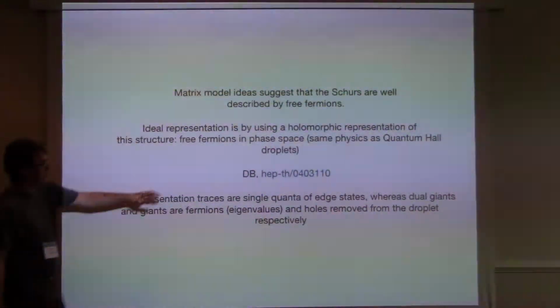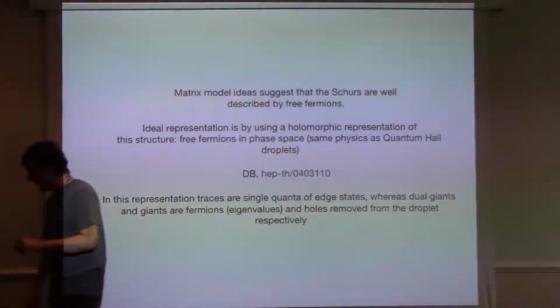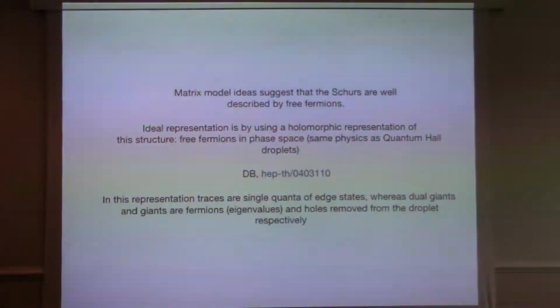This was something I wrote in 2004. The reason that I wrote this paper is because I was trying to understand the paper of Corley, Jevicki, and Ramgoolam, and tried to figure out what was going on in a way that I could understand it rather than just combinatorics. I think they knew this stuff. I just made pretty pictures.